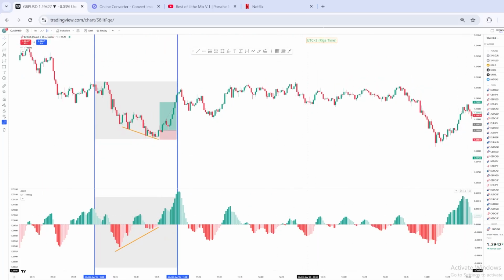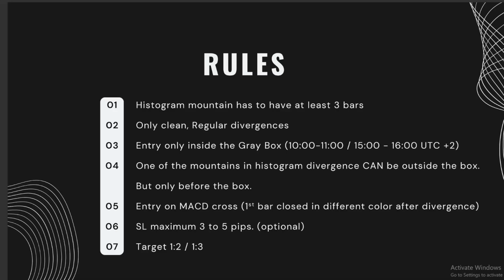So let's go back to the rules. So only clean regular divergences. We also already spoke about this. Entry only inside the gray box. You can get the gray boxes with the lit timing indicator, as I said before. Yeah, so one of the mountains in histogram divergence can be outside the box, but only before the box. So I will speak about that right now.